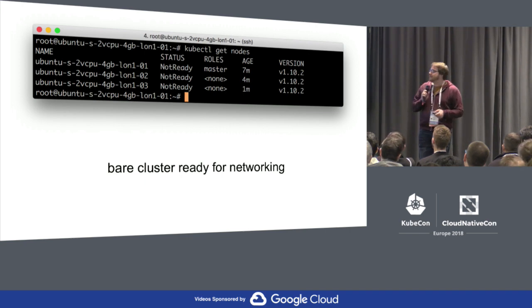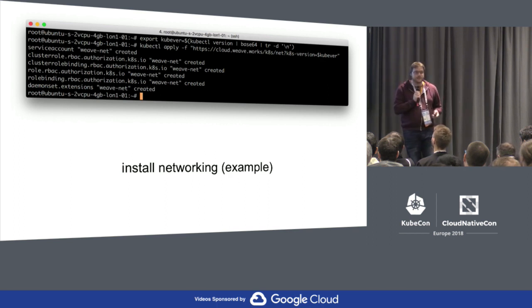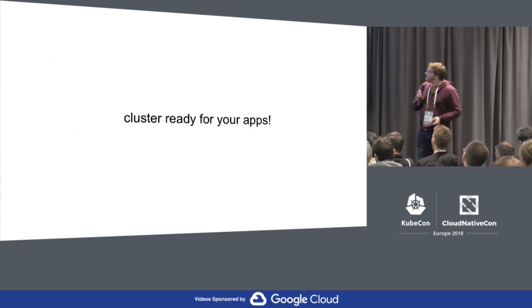And so you can think of kubeadm really as a way of getting a bare bones setup. You can now, however, install some networking. So I'll use the example of using WeaveNet here. 2 lines, it's pretty easy. You can then add some more add-ons. So if you want to, you can install some storage. And I use the example of my project Dotmesh here. And then you have a cluster that's ready for your apps. So it's pretty simple.